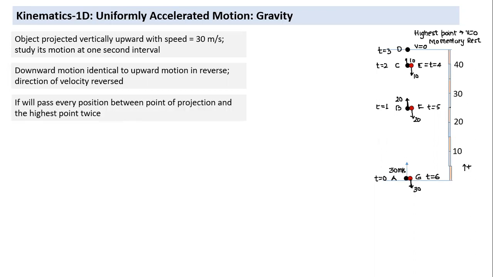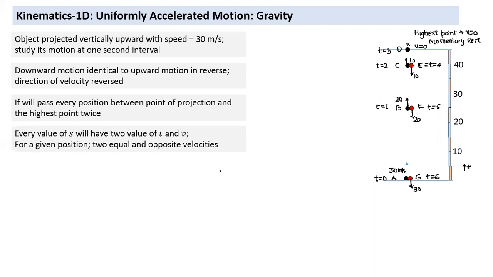We can also say, as it moves from A to D, it passes through every point between A and D twice, except for the point D. Every point it passes twice. So I can say it will pass every position between the point of projection and the highest point twice. The same thing I can state in other words: for every value of S, there are 2 values of t.